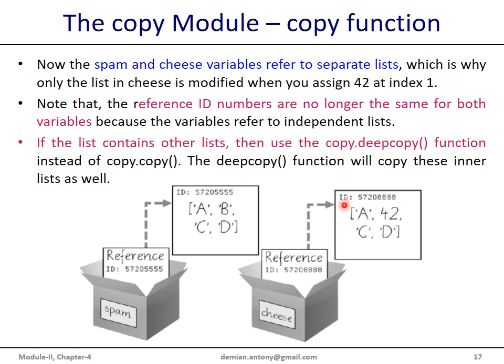If the list contains an item which is another list or a dictionary, then we have to use one more function of the copy module called deepcopy. This deepcopy copies not only all the items, it copies even the inner items containing lists or dictionaries and other data structures.